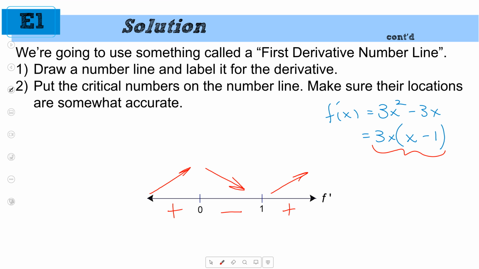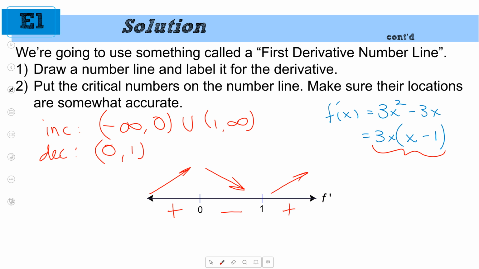First of all, what do I know? I know the function is increasing from negative infinity to 0 and from 1 to infinity. I know it's decreasing from 0 to 1. Yes, those are parentheses, not brackets. Because remember, we said it's increasing where the derivative is positive and it's decreasing where the derivative is negative. Okay, what's happening at 0? What kind of maximum?